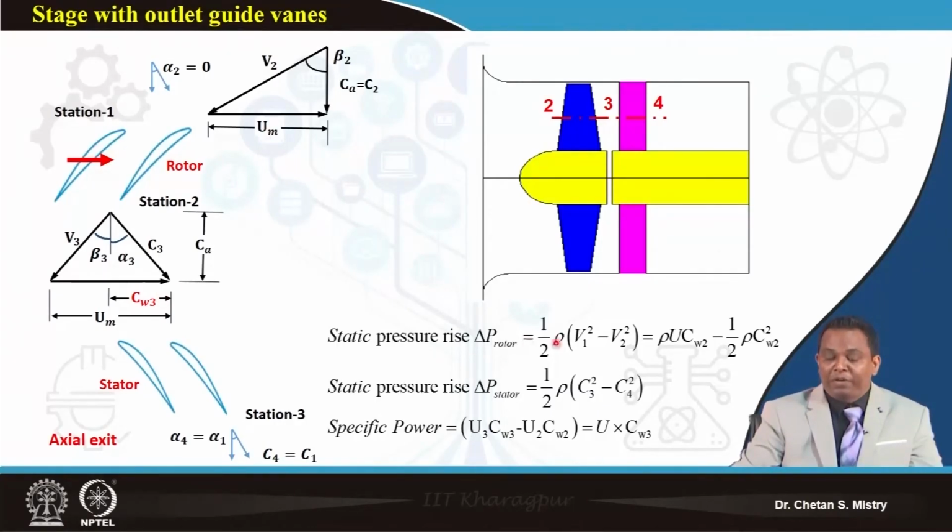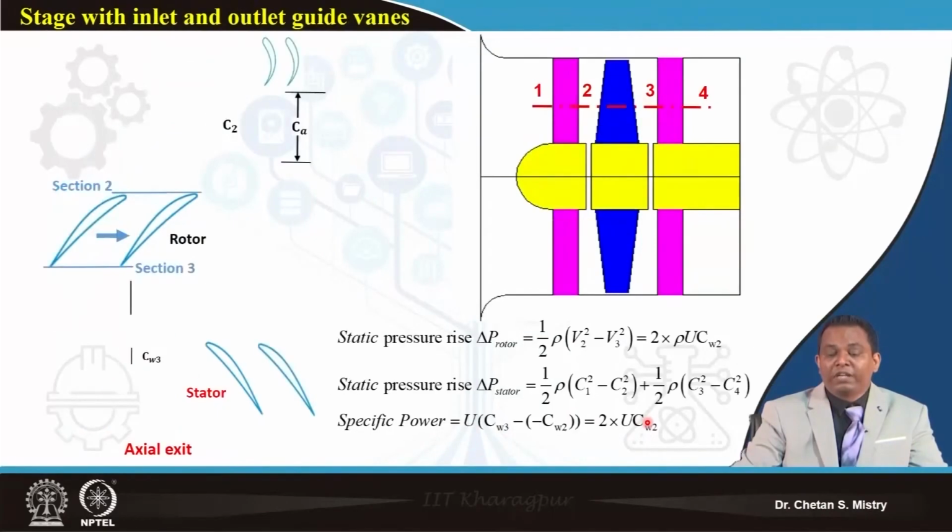If I write my pressure rise, it will come out slightly lower compared to our earlier configuration. And my specific power will be a function of U into CW3. So what is my requirement? Accordingly, I need to design the configuration. Now you will say, sir, why do we not try with both inlet guide vane and outlet guide vane, with my rotor in between. So it is like a multi-stage configuration. People used to call this a 1/2 stage compressor.